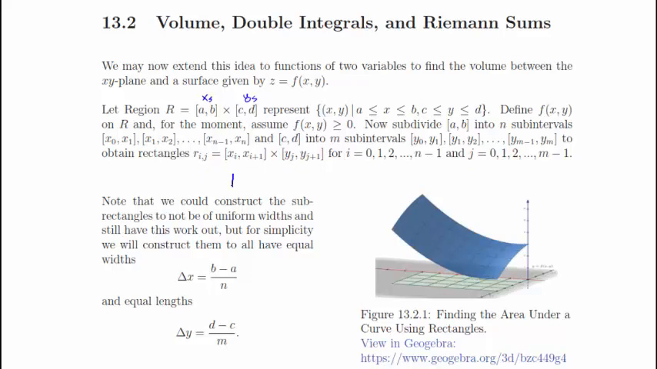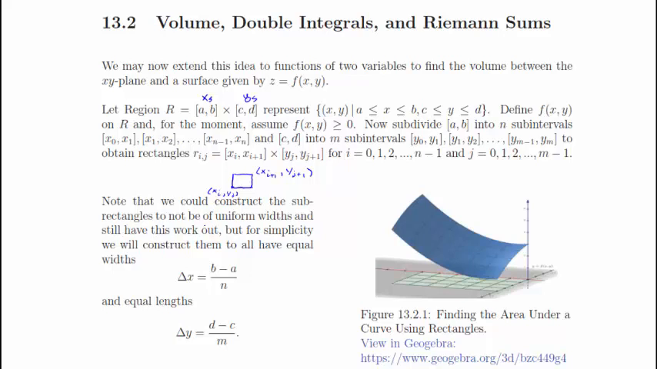So this is a rectangle that we're going to look at here where this point is x sub i, y sub j, and this is x sub i plus 1, y sub j plus 1 in the upper right hand corner. So this is considered rectangle R sub i,j, and we have these rectangles for i equals 0, 1, 2, all the way up to n minus 1, and j equals 0, 1, 2, all the way up to m minus 1, so that we're using lower left endpoints for these rectangles. We'll see that in the picture here in a few moments.